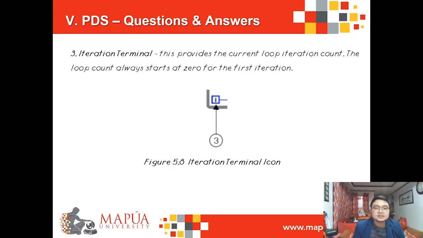So next, and lastly, is the iteration terminal. This provides the current loop iteration count. The loop count always starts at 0 for the first iteration. In figure 5.8, we can see the iteration terminal icon, which is located at the bottom left of the while loop.